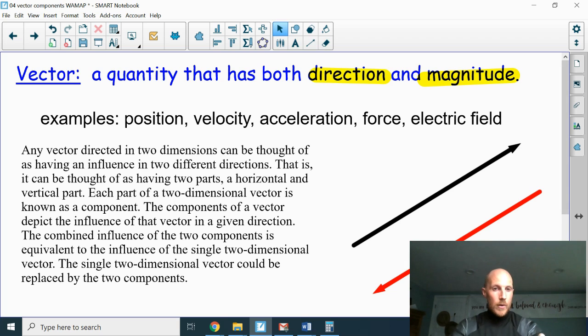Okay, so a vector is a quantity that has both direction and magnitude. So I have two arrows here. This is the graphical representation of a vector. It's an arrow with just an arrowhead at one end.